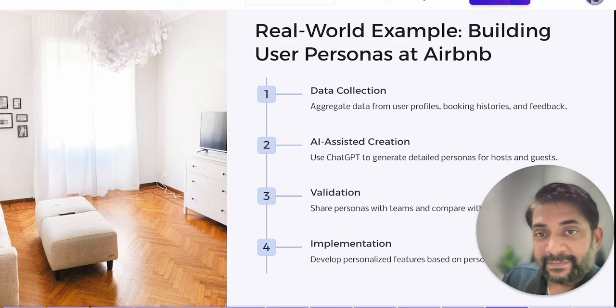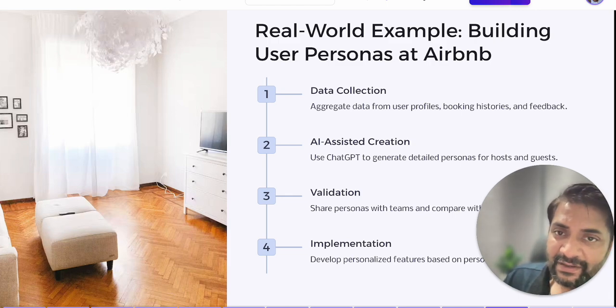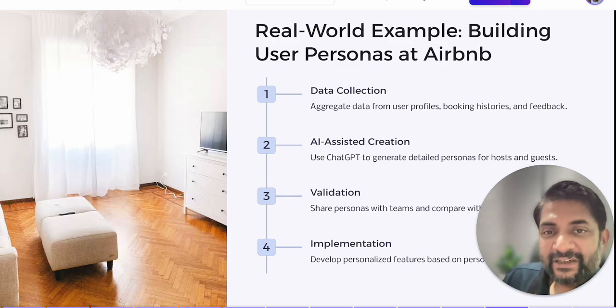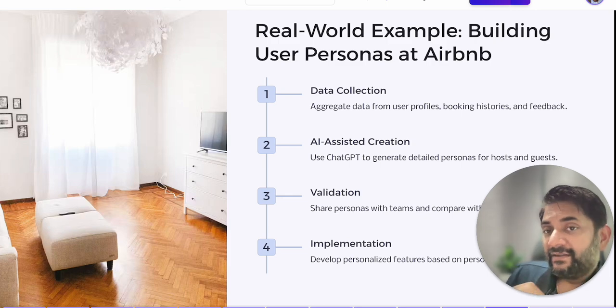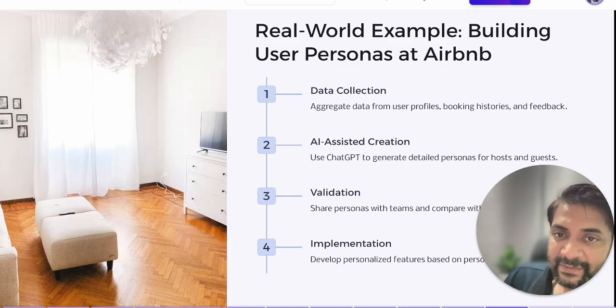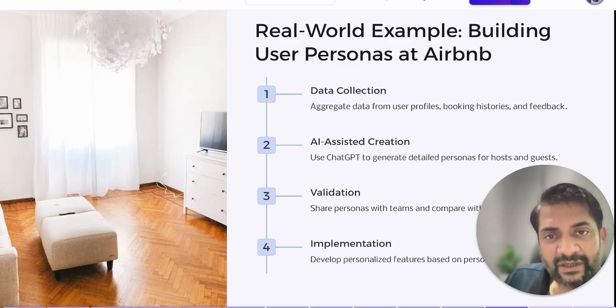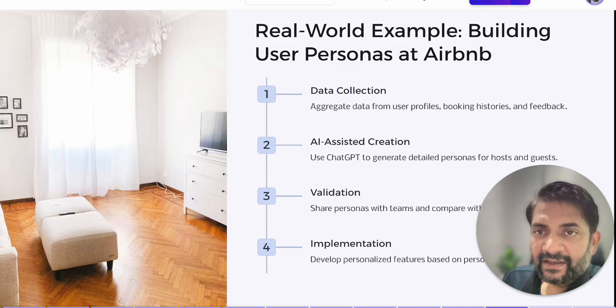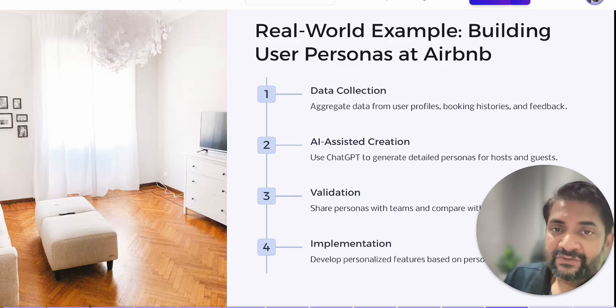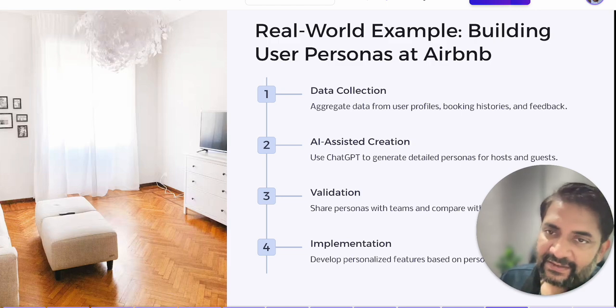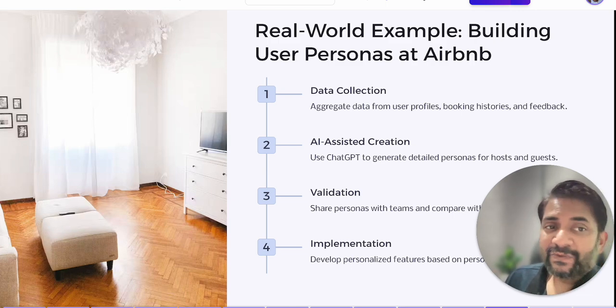Next is AI-assisted persona creation. It uses ChatGPT maybe to generate detailed personas based on collected data. There's review and refinement. It analyzes the generated personas for accuracy and relevance, and adds specific details such as preferred destinations, booking patterns, and sustainability preferences. Then comes validation. It shares the personas with the customer support and marketing teams for feedback and compares personas with real user behaviors to ensure they are accurate and reflect the real user segments. And then it implements. It uses personas to guide feature development, such as personalized recommendations for local experiences and eco-friendly accommodation options.